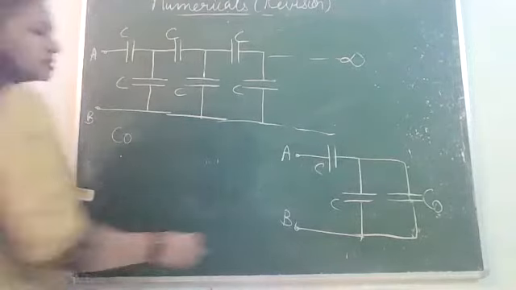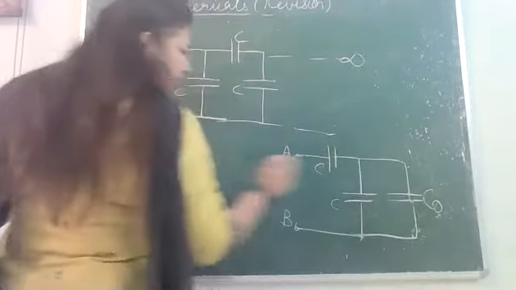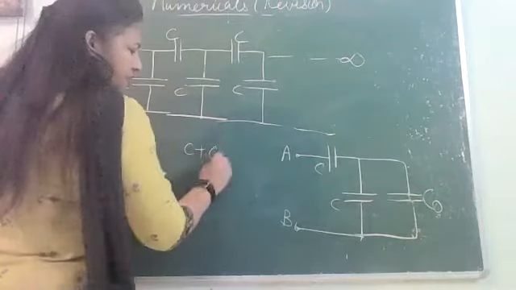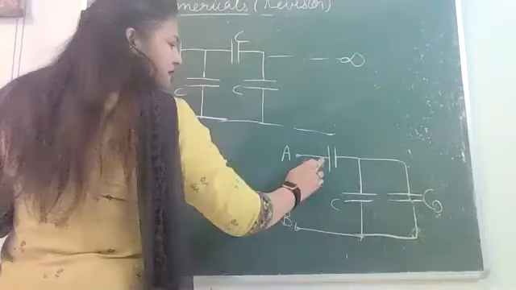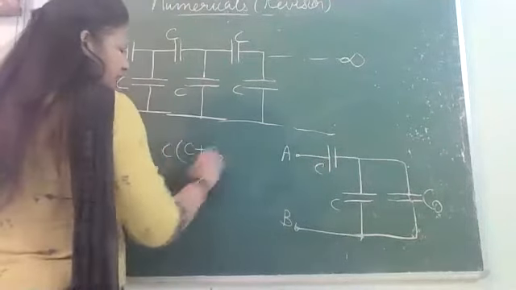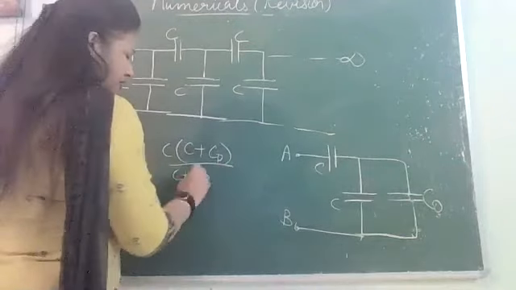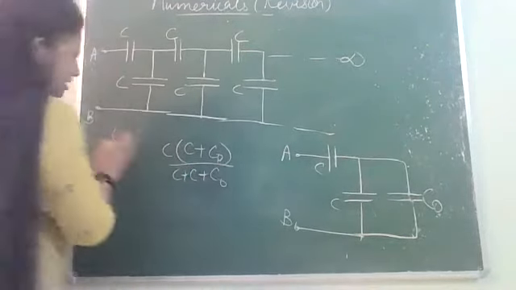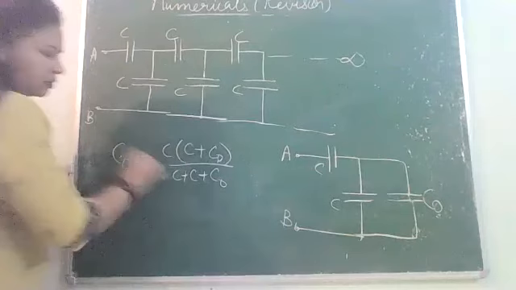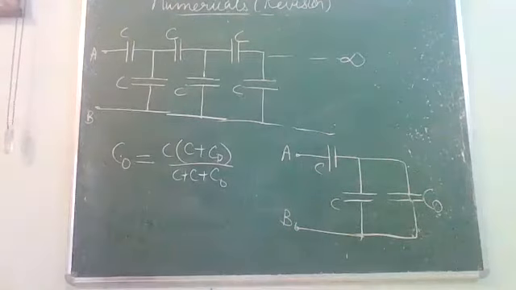So what is the capacitance of this? C and C naught are in parallel, so C plus C naught. Then in series with the C. So C into C naught over C plus C naught, that is equal to the equivalent capacitance C naught. If this equation is not clear, you can ask me.